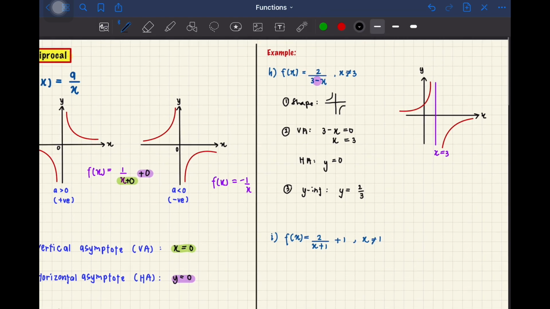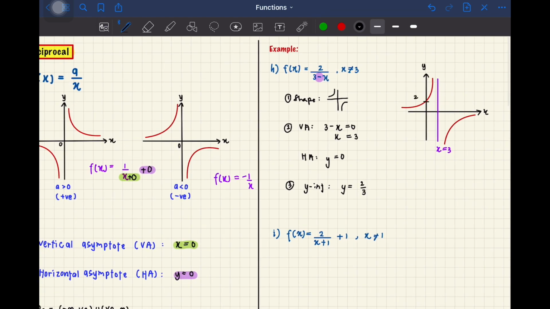Okay, and then you label it over here. It's 2 over 3. Jangan lupa label kosong kat sini. Okay, so lastly, just tulis what is your domain and also your range.